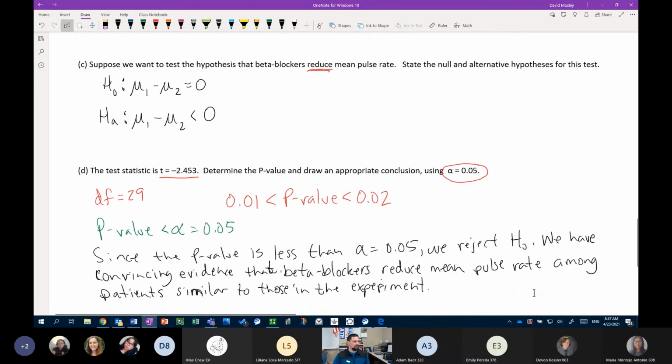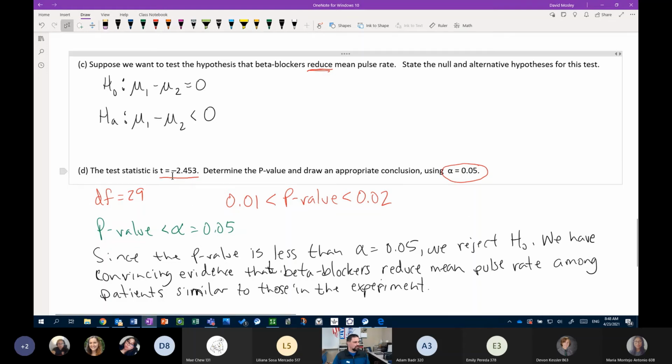So then part D, the test statistic is t equals negative 2.453. We want to determine the p-value and draw an appropriate conclusion using alpha equals 0.05. So in this case, we were never asked to conduct a significance test. We were asked to identify our hypotheses, and then we were given the test statistic value and the alpha to use. Now we're essentially just jumping to the conclusion. Find the p-value, make a conclusion.